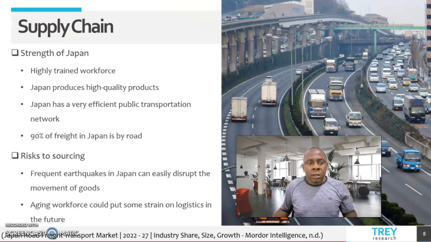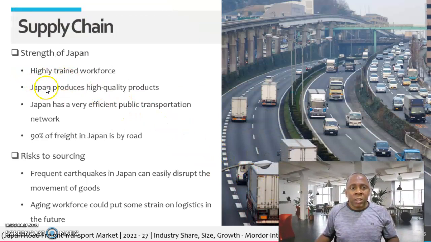The supply chain strength of Japan is its highly trained workforce. Japan produces high quality products and it's known for it. And Japan has a very efficient public transportation network. About 90% of freight in Japan is by road. And the risk to sourcing is that frequent earthquakes in Japan can easily disrupt the movement of goods. Also, you have the aging workforce that could put some strain on logistics in the near future for Japan.